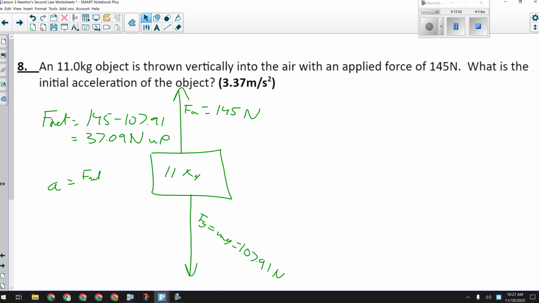F net over m. Okay, so that's just our 37.09 divided by 11 kilograms, which should give us 3.37 meters per second squared. Up, don't forget the up. I don't have it on my answer, which makes my answer wrong. Okay, you would need to have the up on there for sure. All right, give me a few more minutes before we go through the next one.